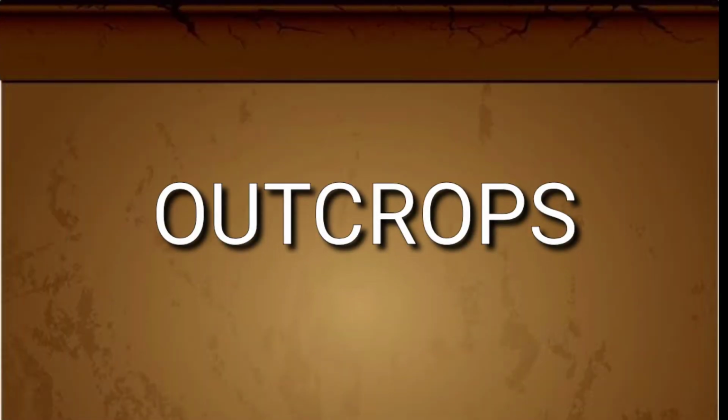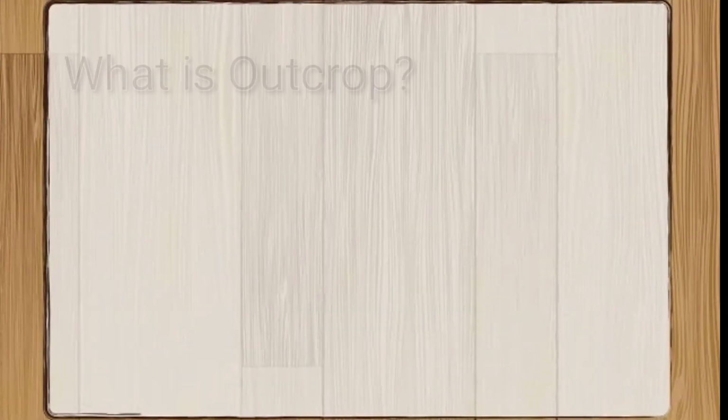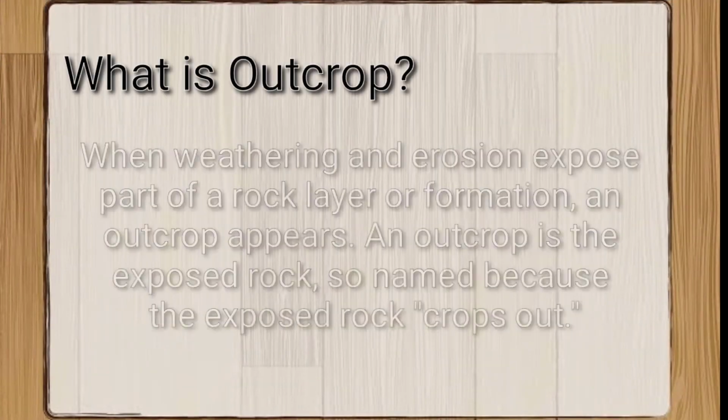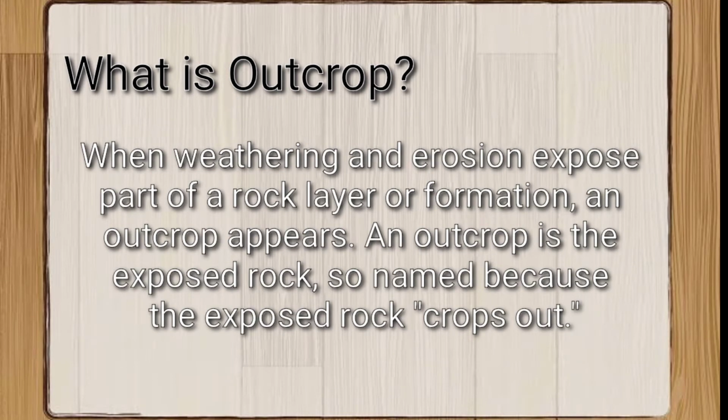Good day! Now we will tackle outcrops. What is an outcrop? When weathering and erosion expose part of a rock layer or formation, an outcrop appears. An outcrop is the exposed rock, so named because the exposed rock crops out.